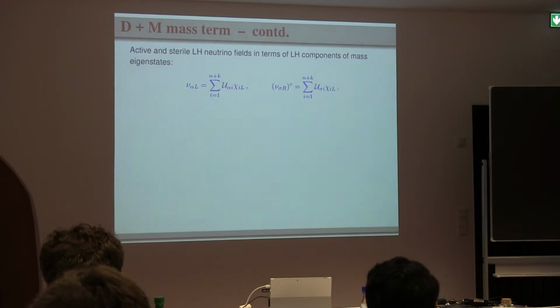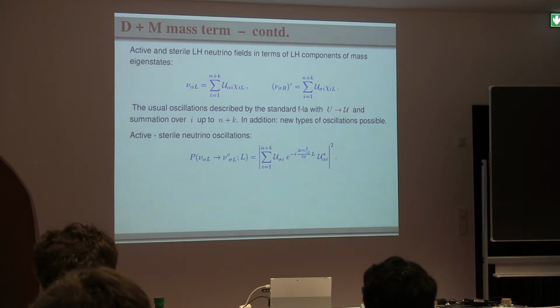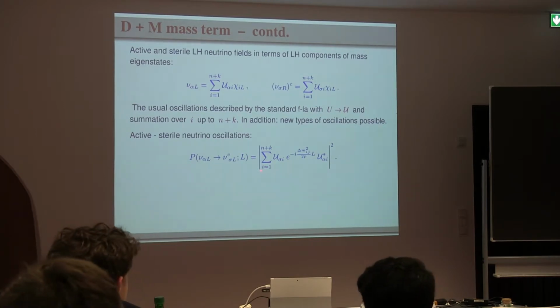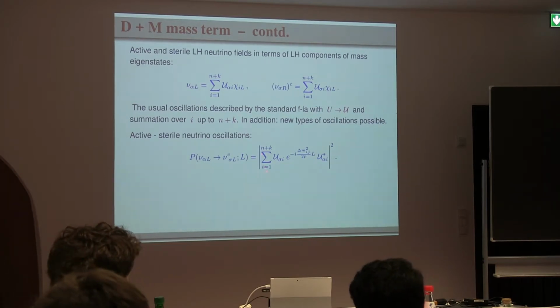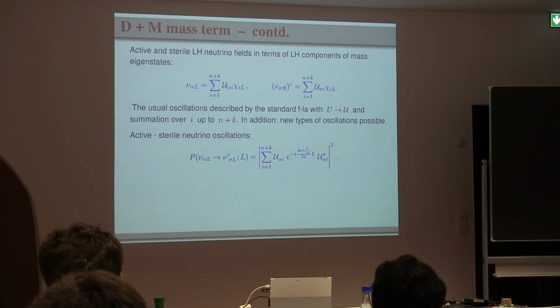Okay? Now, we can consider neutrino oscillations between active neutrinos in this case. And the formula will be exactly the same as before, and the only difference is that the sum here runs not from 1 to n, but from 1 to n plus k, because the index i here, which corresponds to mass eigenstates, takes n plus k values. Otherwise, the formula looks exactly like it does for the standard situation.